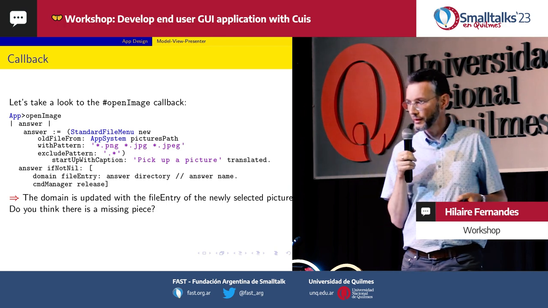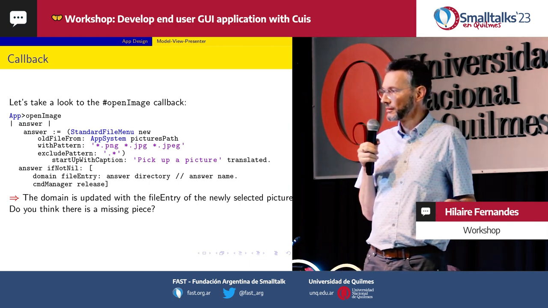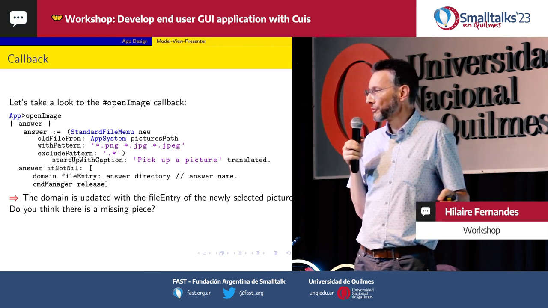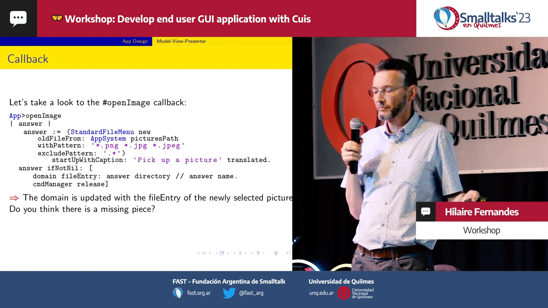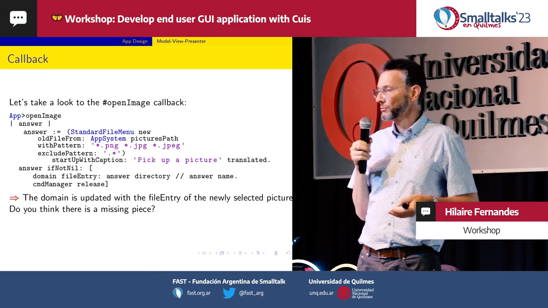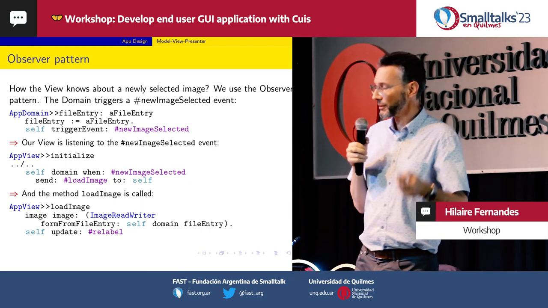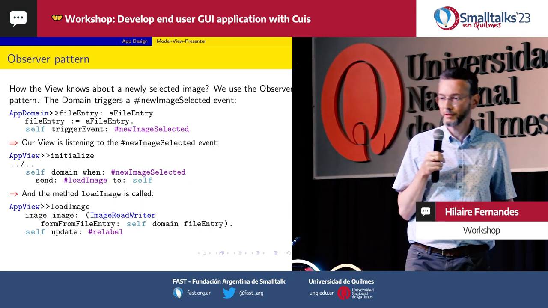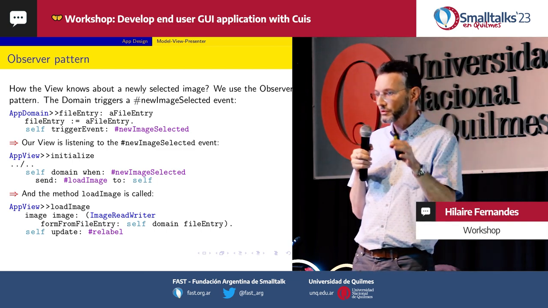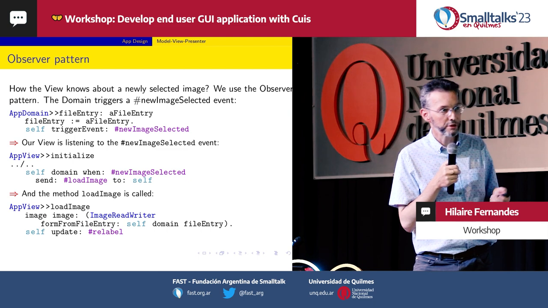But there is a missing piece, because I just tell the domain, this is my new file, the new picture I want. But we know the domain knows nothing about the view. So how is the window updated? This is where we have the observer pattern. So this means that the system window, the view, the application must observe if something new happens on the model. So this is where we will hook.